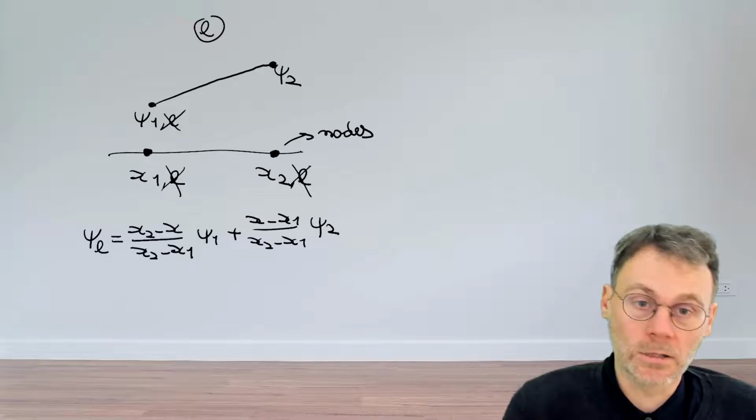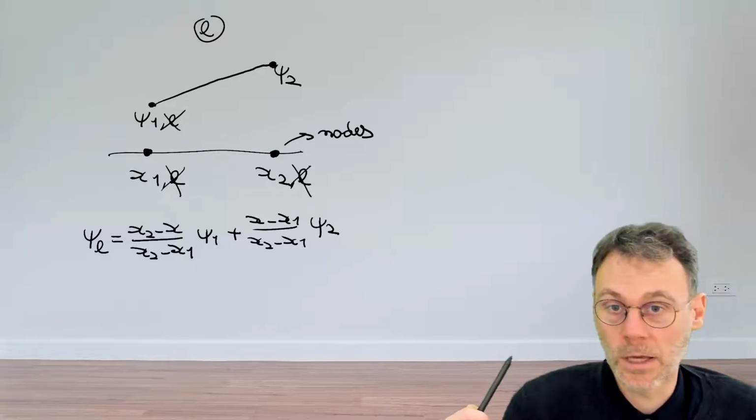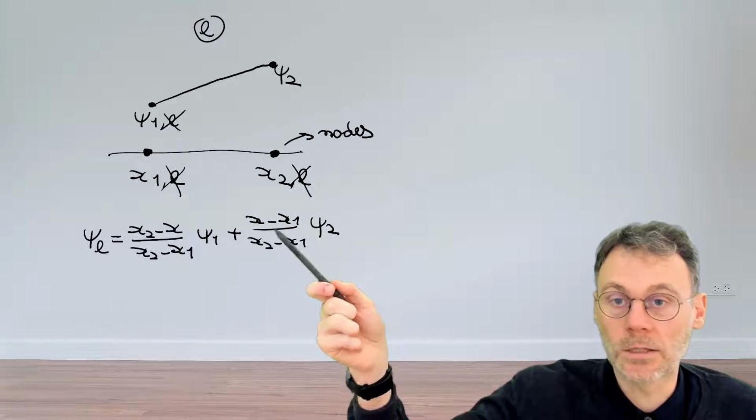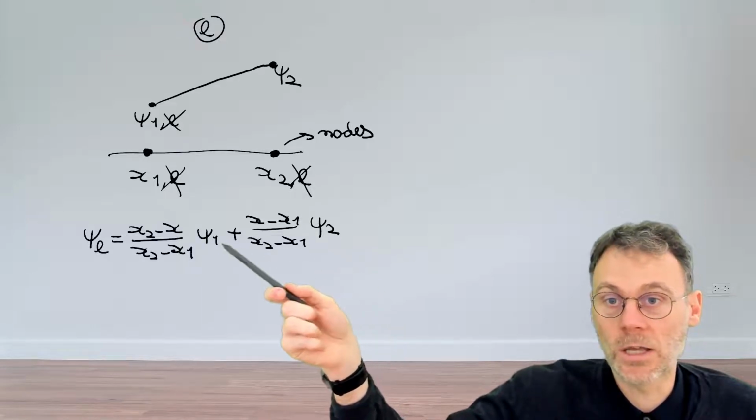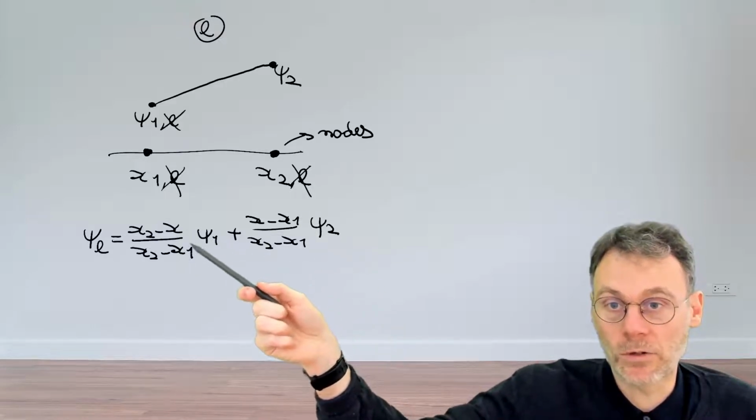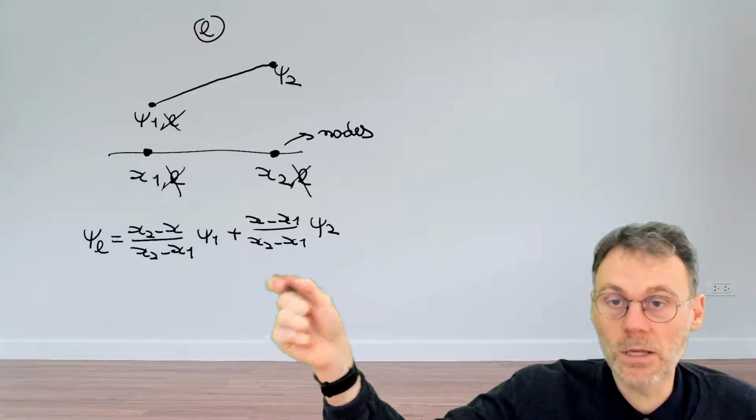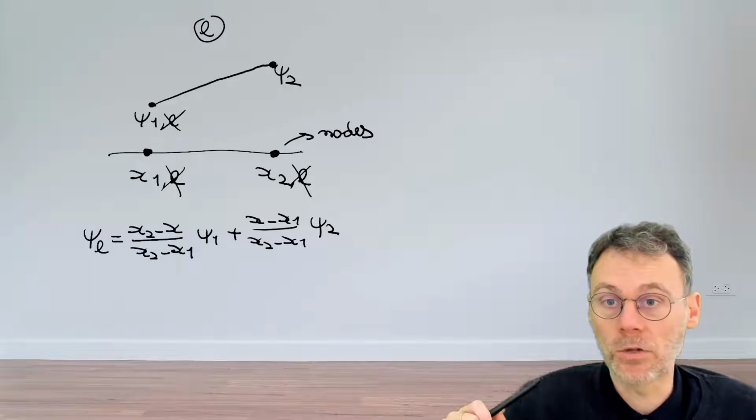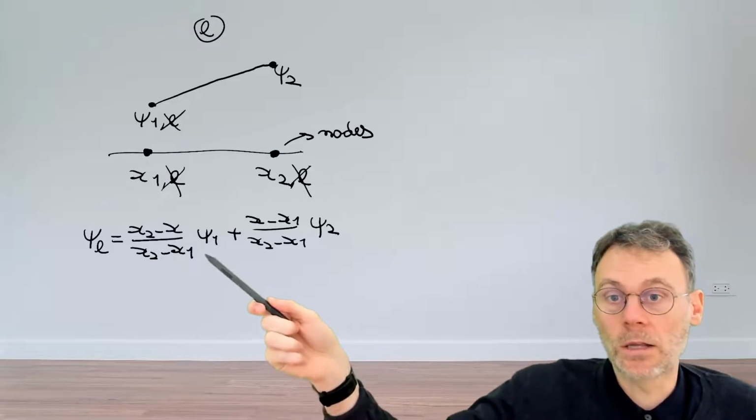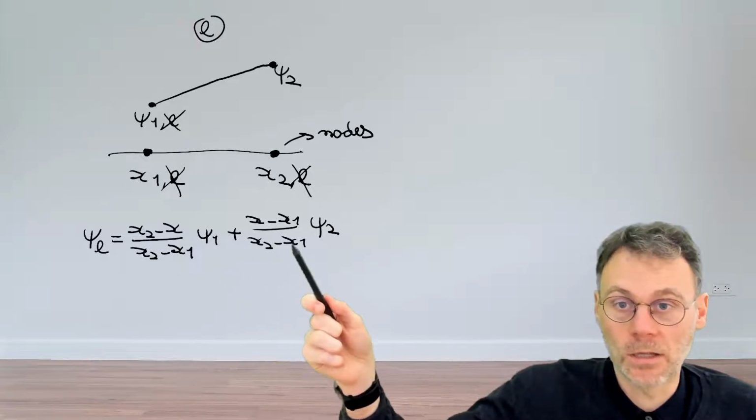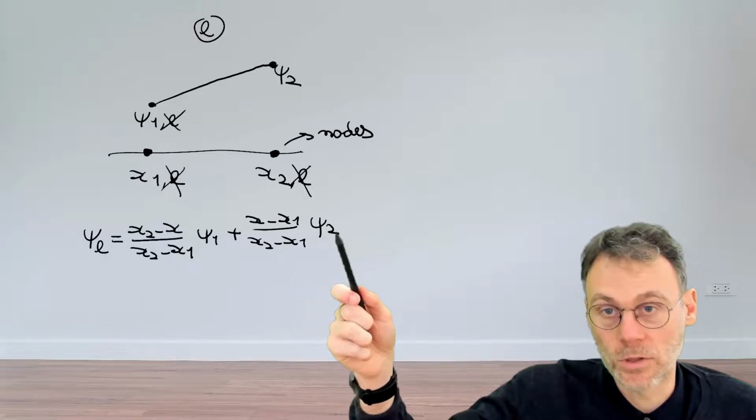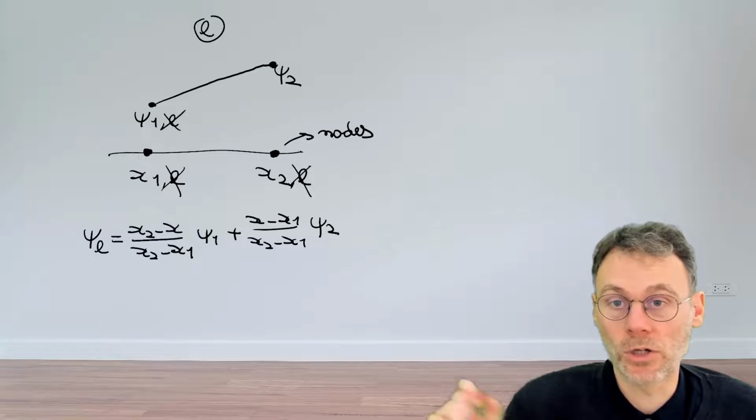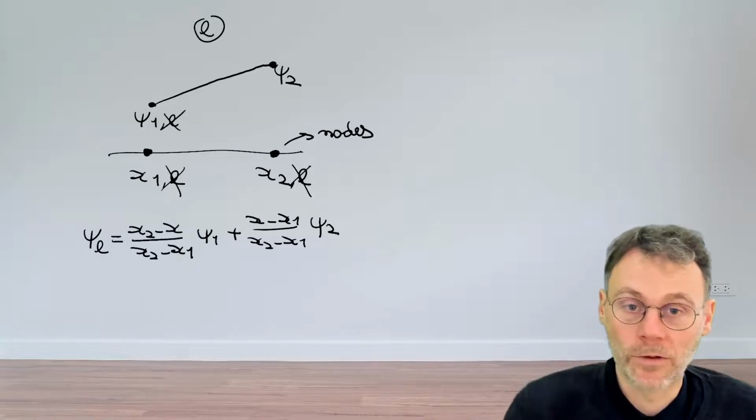Well, to verify that, just simply plug in, for example, x equal to x1. So if x is equal to x1, then this second term vanishes. This prefactor becomes 1, and we do indeed end up with psi1. And likewise, if we substitute x equal to x2, then this first term vanishes and this second prefactor becomes 1, so that indeed we end up with psi2. So this is indeed a linear interpolation between these two end values.